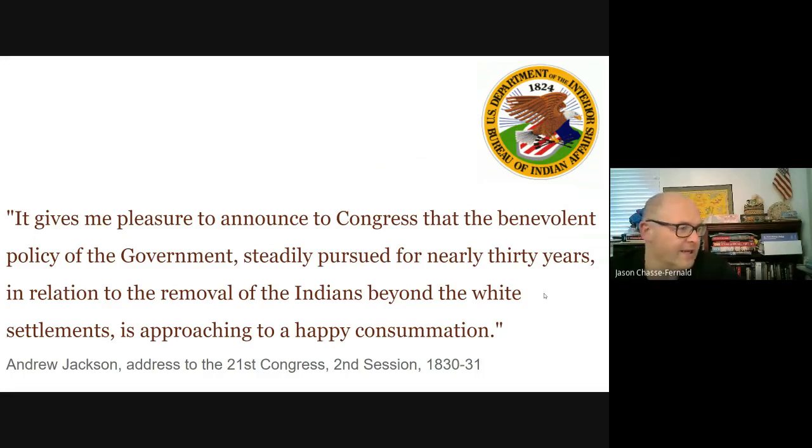This is an address to Congress by President Andrew Jackson. "It gives me pleasure to announce to Congress that the benevolent policy of the government steadily pursued for nearly 30 years in relation to the removal of Indians beyond the white settlements is approaching to a happy consummation." So what event in history is going on around this time?